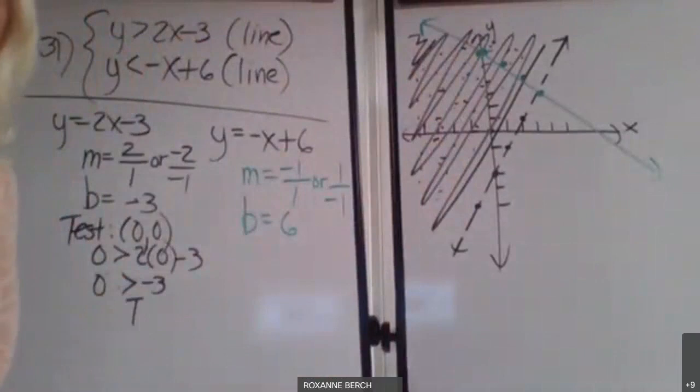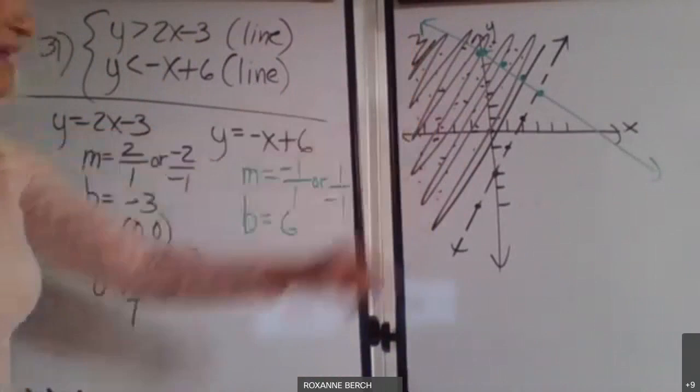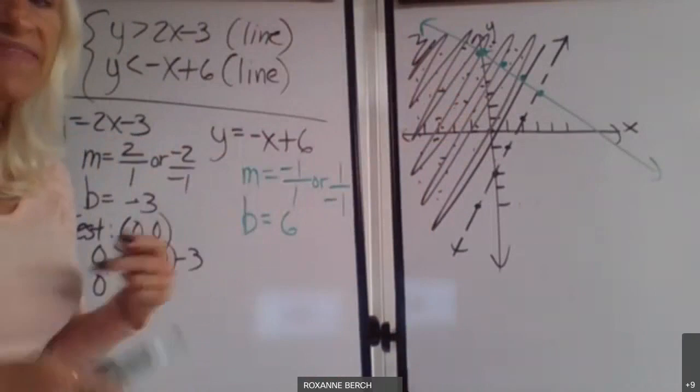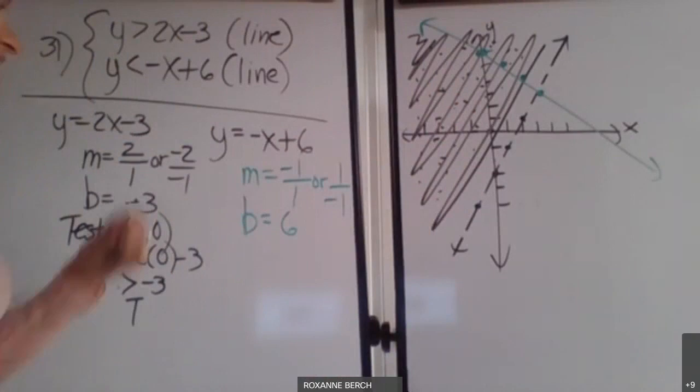And by the way, this guy had positive slope, that's why he was rising. And this guy has negative slope, that's why he's falling. And that gives me confidence that I'm doing this right. This guy should be rising. This guy should be falling.